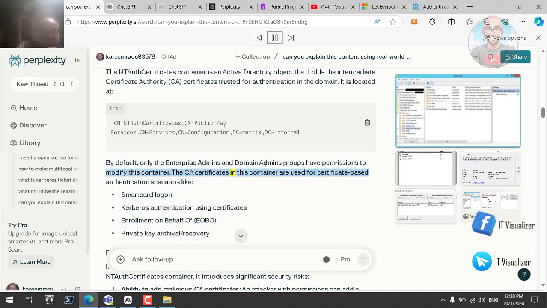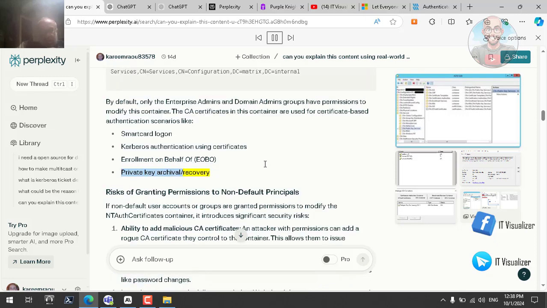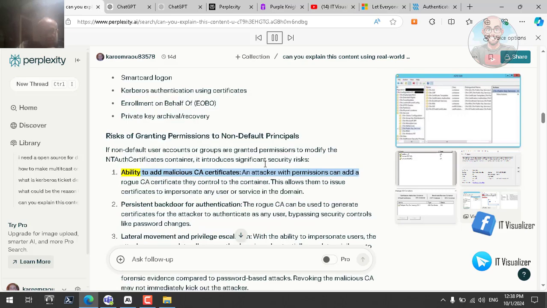The CA certificates in this container are used for certificate-based authentication scenarios like smart card logon, Kerberos authentication using certificates, enrollment on behalf of, EOBO, and private key archival/recovery. Risks of granting permissions to non-default principals: if non-default user accounts or groups are granted permissions to modify the NTAuth certificates container, it introduces significant security risks. Ability to add malicious CA certificates: an attacker with permissions can add a rogue CA certificate they control to the container. This allows them to issue certificates to impersonate any user or service in the domain.